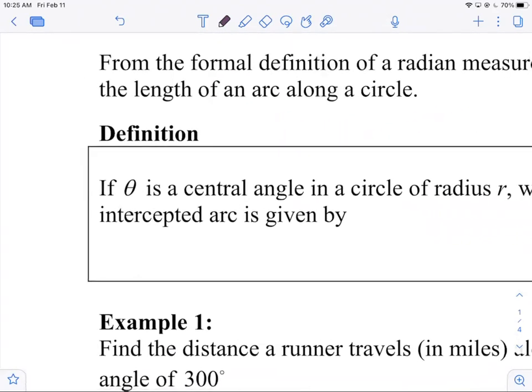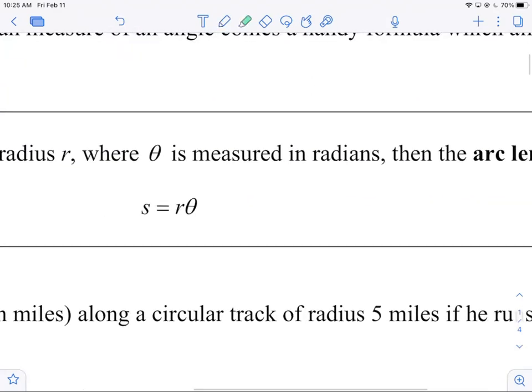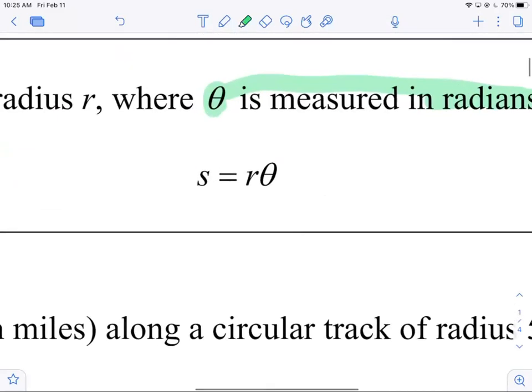So let's jump down here to the definition. If theta is a central angle of a circle whose radius is R, where theta is measured in radians, unitless, then the arc length S is given as S equals R times theta. Pretty simple formula, R times theta, right? You got to have it memorized because I'm not going to give it to you on the test, which is when? This day. Wednesday.